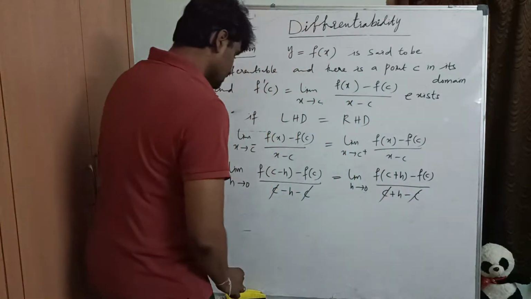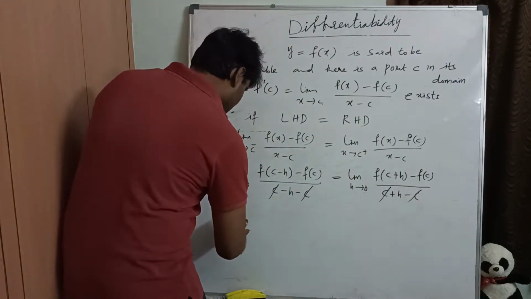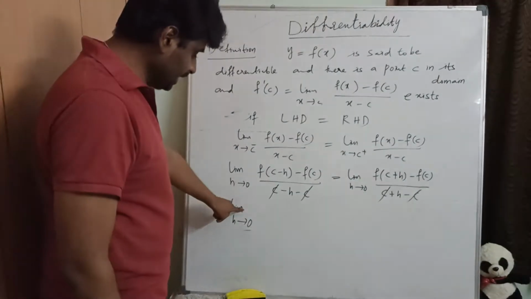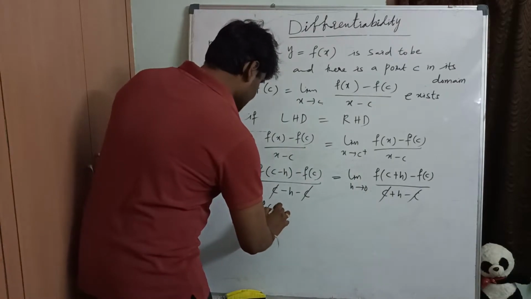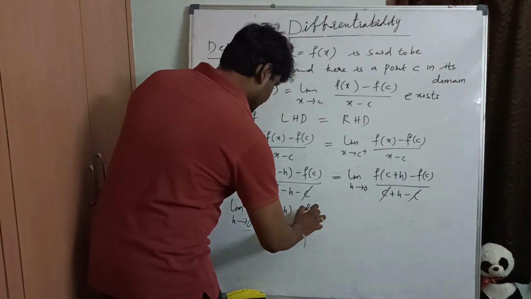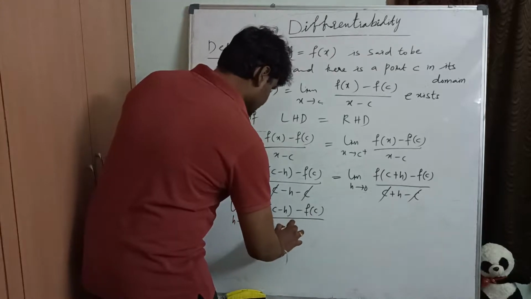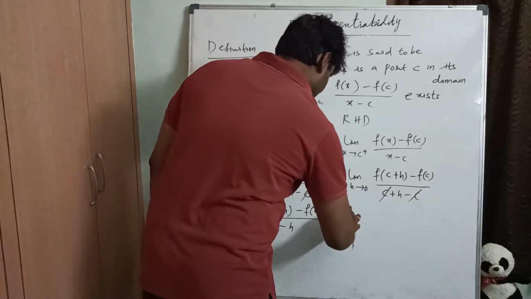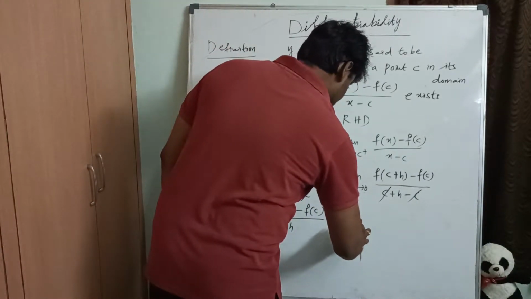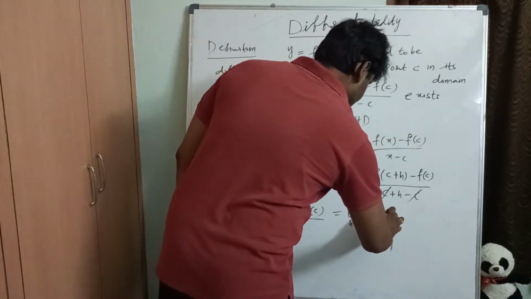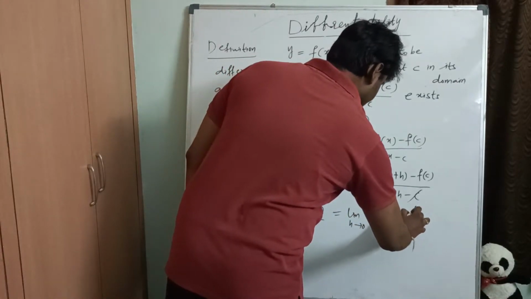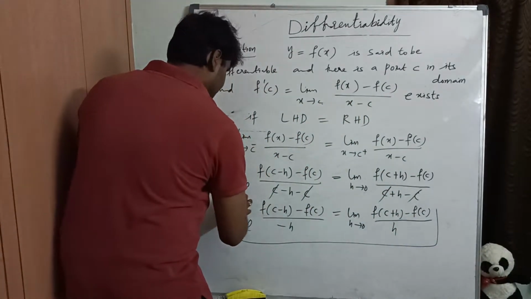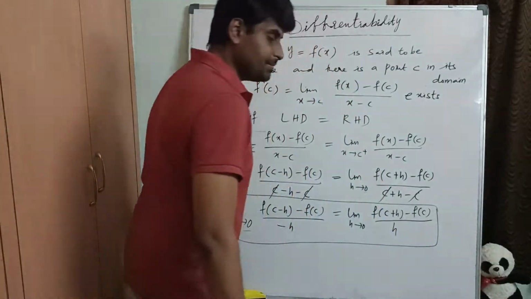C gets cancelled here. So what is the main condition of LHD and RHD, left hand derivative and right hand derivative? Limit h tends to 0, f of C minus h minus f of C by minus h. This is the left hand derivative of the function. And what is the right hand derivative? Limit h tends to 0, f of C plus h minus f of C by h. So this is the main condition for differentiability of a function.